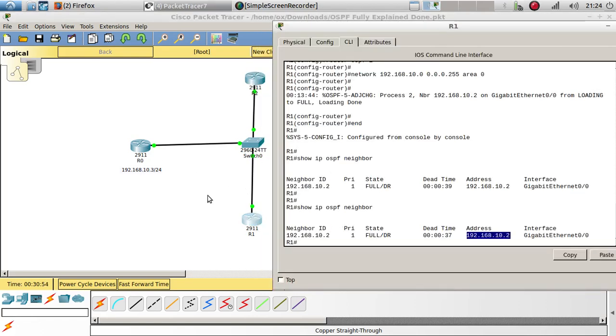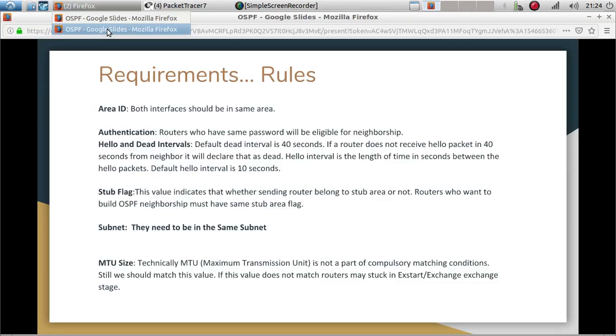Okay, so as you can see, the area IDs need to match, otherwise they won't be able to form a neighbor relationship. Okay, and the other one is authentication. So if you're doing authentication, routers need to be on the same password. If they do not have the same password, then they won't be able to work.